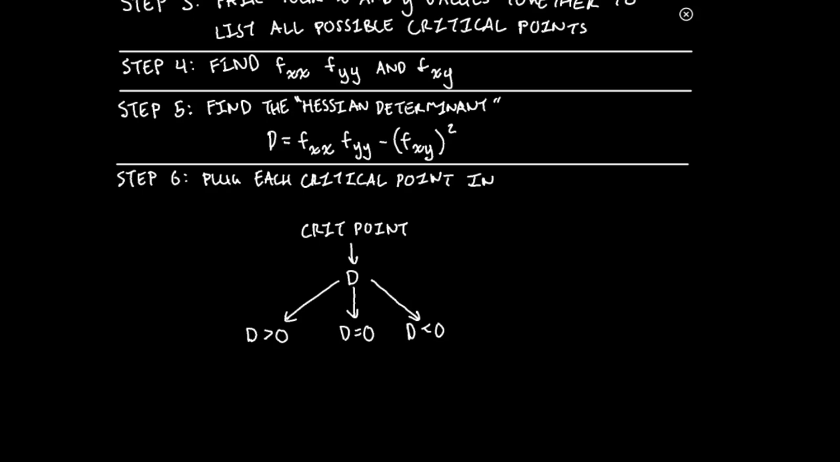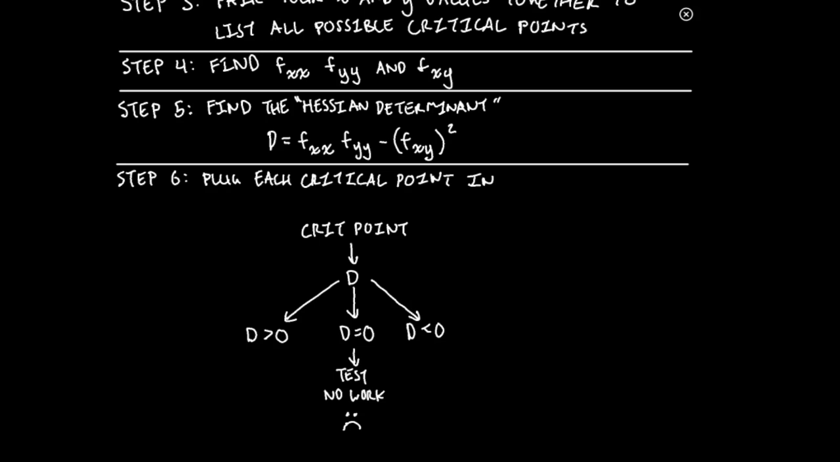All right. So let's start with the simplest one here. If d is equal to 0, the test fails. So test no work. Smiley, frowny face. All right. So the test failed to tell us whether it's a maximum, minimum, or a saddle point. In that case, you're gonna have to find a different method for figuring it out.